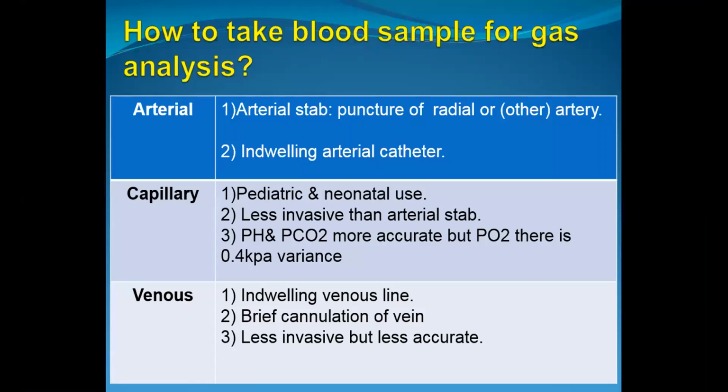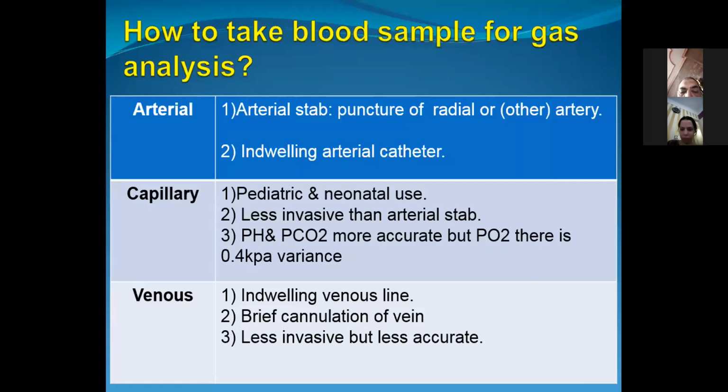For arterial sampling, it's taken by arterial stab, or if you have an arterial catheter in place. This is what you see most commonly in ICU patients who are severely or critically ill, on a ventilator, or in shock. So they will have arterial lines, so you can take samples more easily.